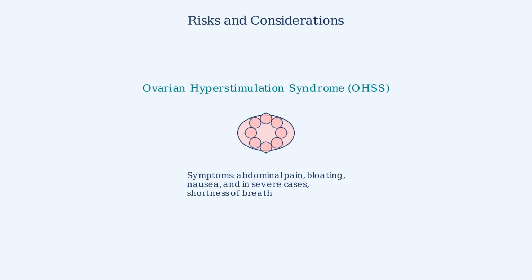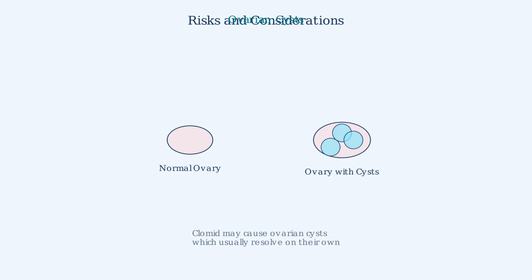Fortunately, severe OHSS is rare with Clomid compared to other fertility treatments. Clomid may also lead to the development of ovarian cysts. These fluid-filled sacs form when follicles grow but fail to release an egg. In most cases, these cysts are asymptomatic and resolve on their own within a few menstrual cycles. However, if they become large or painful, treatment may need to be paused.